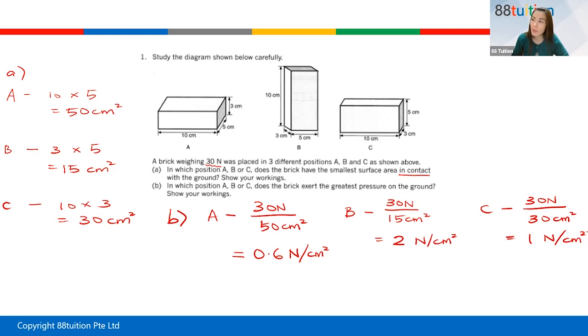Okay, so this is actually the question that we have from last week. I did part A first, and then I looked for the area for all positions. Then part B, I calculated pressure for all the positions. Then they want to find the greatest pressure, and it is position B. Why position B? Take note, force is the same for all cases, but it is spread over the smallest area. That's why.